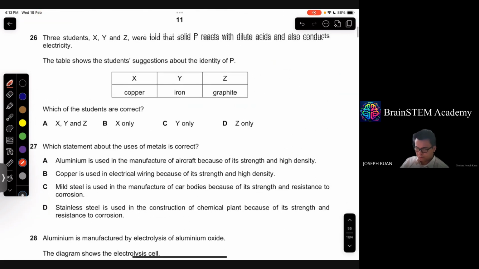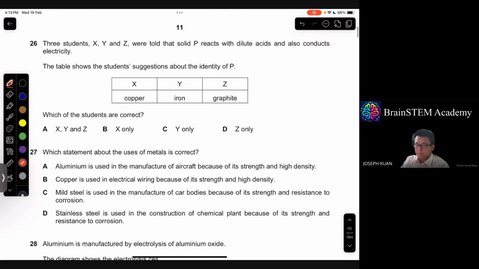Question 26. 3 students X, Y, and Z were told that solid P reacts with dilute acids and also conducts electricity. The table shows the students' suggestions about the identity of P. Which of the students are correct? In fact, all 3 of them have free moving electrons, allowing them to conduct electricity. So answer is A.